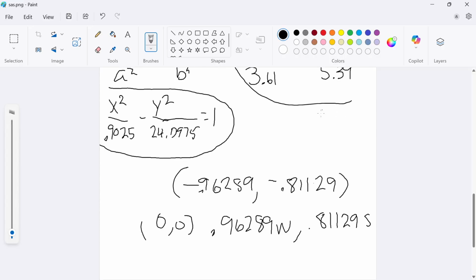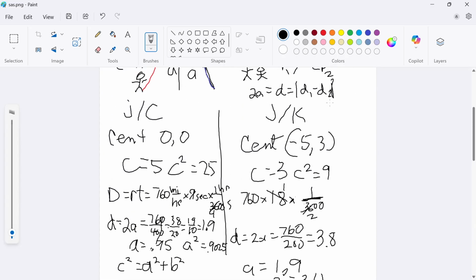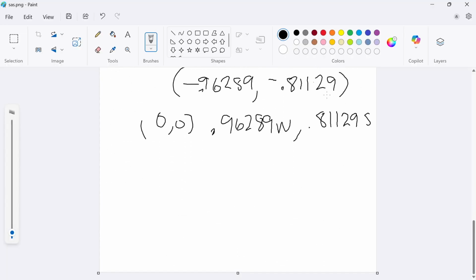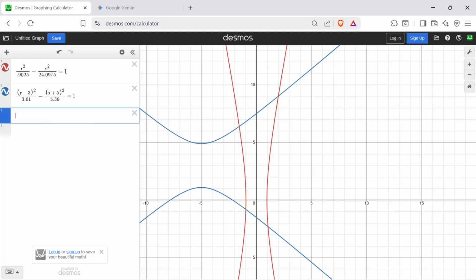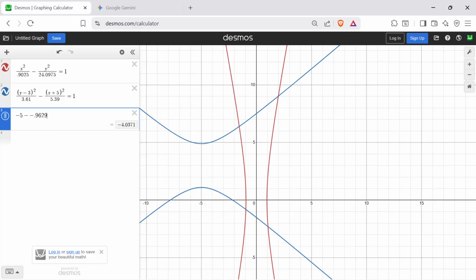If I want to know from Carl, where's Carl again? Carl's at negative 5, 0. If I want to count it from Carl, I have to take the absolute value of negative 5 minus negative 0.9629. Negative 5 minus negative 0.9629. And so that's 4.037. So from Carl, it's 4.037. And notice it's to the right.